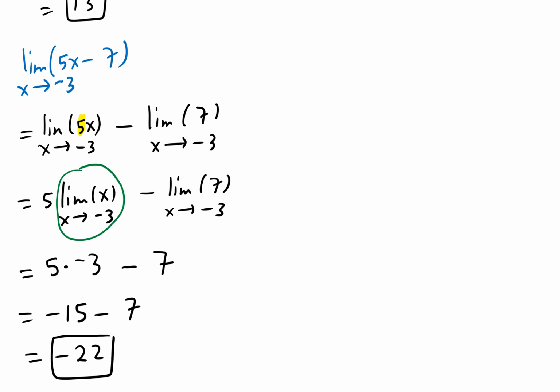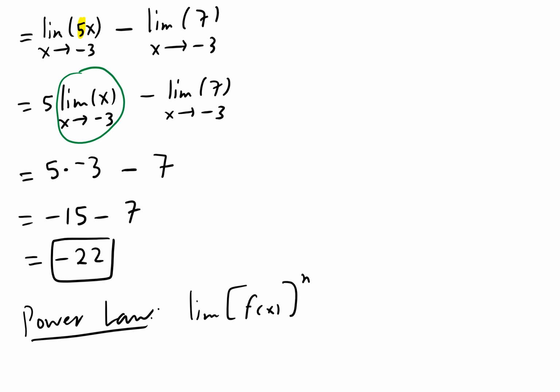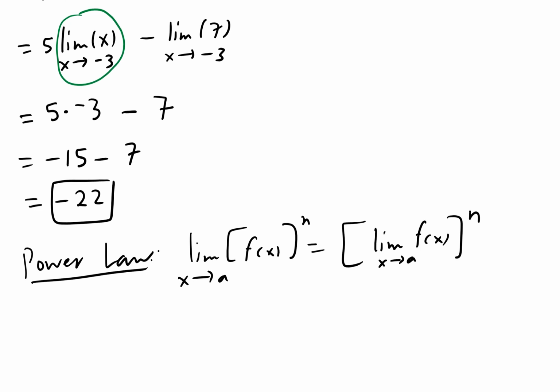Now I'm going to add 2 more laws. The first one is called the power law. The power law says the limit of f of x to the nth power as x approaches a is the limit of f of x as x approaches a, to the nth power. So it means if you have something to some power, you can pass the limit inside.